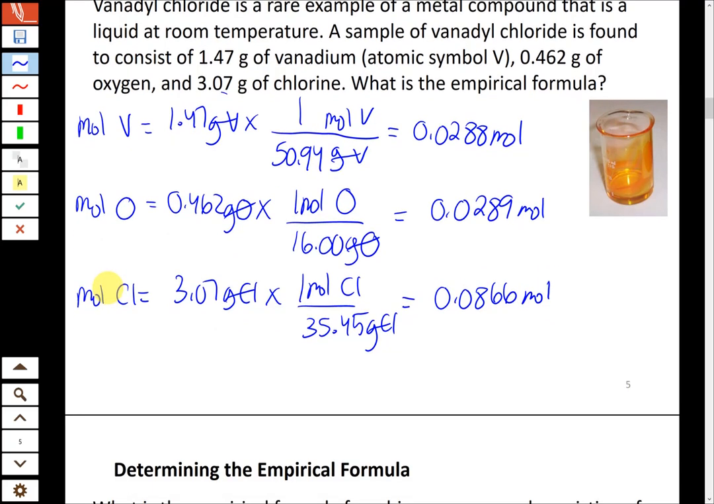All right, so then the last step is going to be to divide all of these by the smallest number to get them into a whole number ratio. So our formula could technically be written as this: V 0.0288, O 0.0289, Cl 0.0866, but of course we don't write chemical formulas or empirical formulas with decimal subscripts. We always have whole number subscripts in either of those. So what we're going to do is divide all these by the smallest one. So the smallest of those is 0.0288. So all those numbers are going to get divided by that.